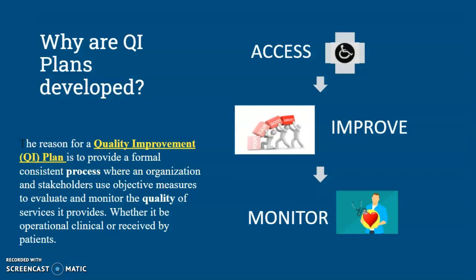Why are quality improvement plans developed? It's very simple. It's with the patient in mind. The reason for it is to provide a formal and consistent process where an organization and its stakeholders use objective measures to evaluate, monitor, and improve the quality of services that we provide, whether operational, clinical, or whichever services are received by the patients.